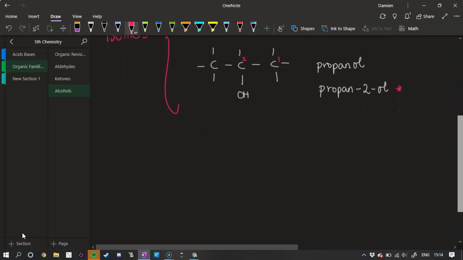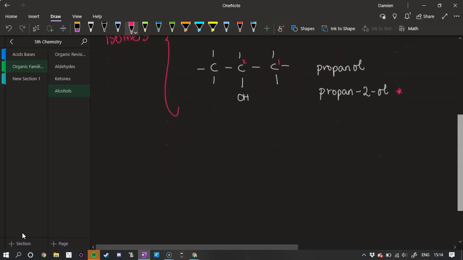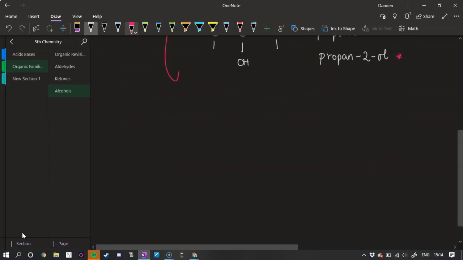Okay, next we move on to butanol. So there are 2 isomers. The next one we're going to work on is butanol, and it works the same way. Again, 4 carbons. So we can have 1, 2, 3, 4 with an OH group at the end. So this particular substance is called butanol.